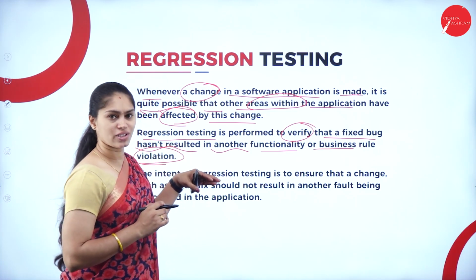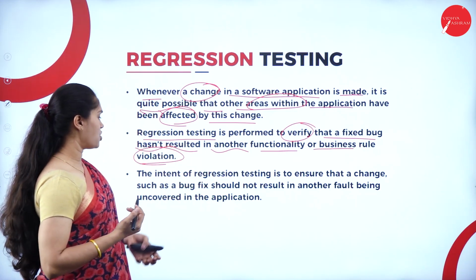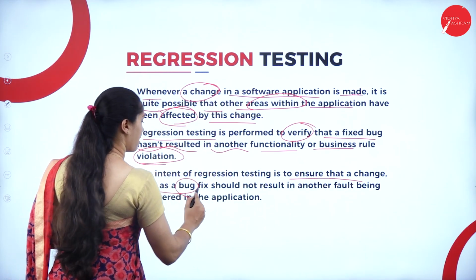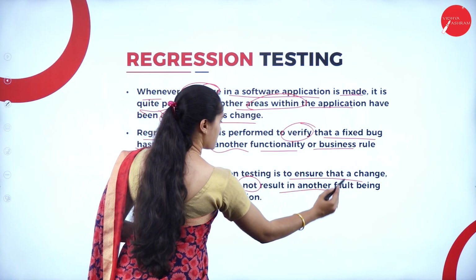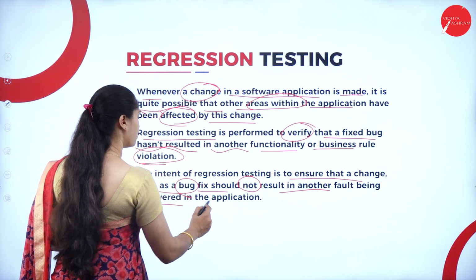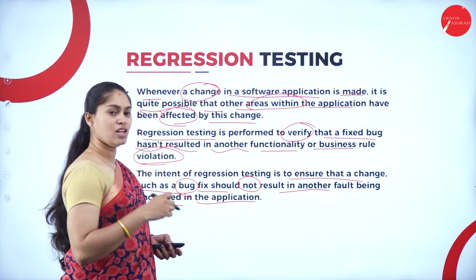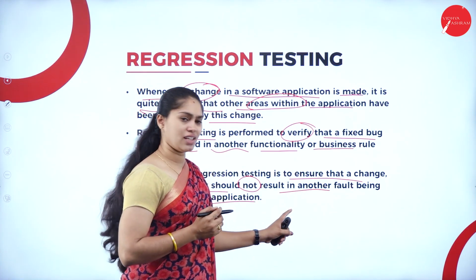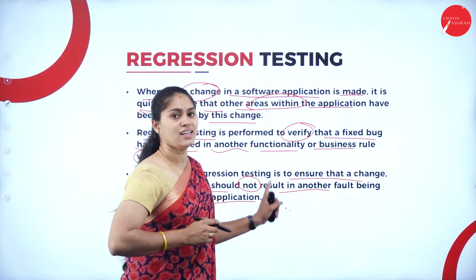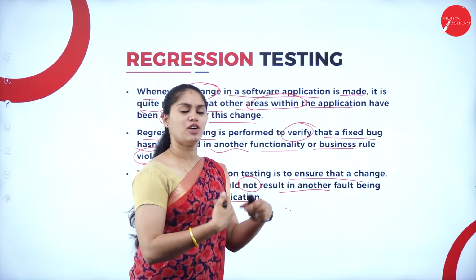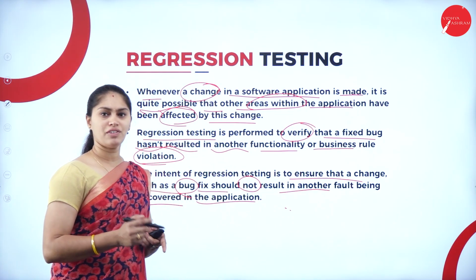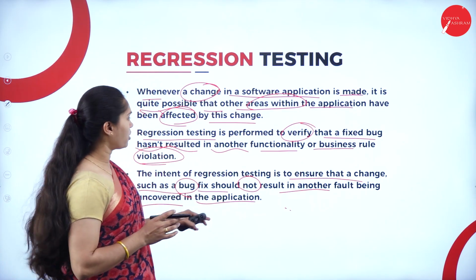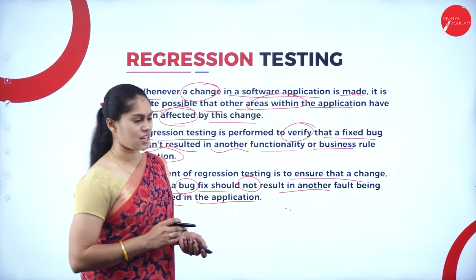In order to know that, we have this regression testing, and it also ensures that a change such as a bug fix should not result in another fault being uncovered in the application. For example, if I am fixing the bugs or errors in unit 3, it should not showcase an error in unit 2. If you are doing some changes, that should not affect and should not get affected by other units. In order to know that, we have regression testing.